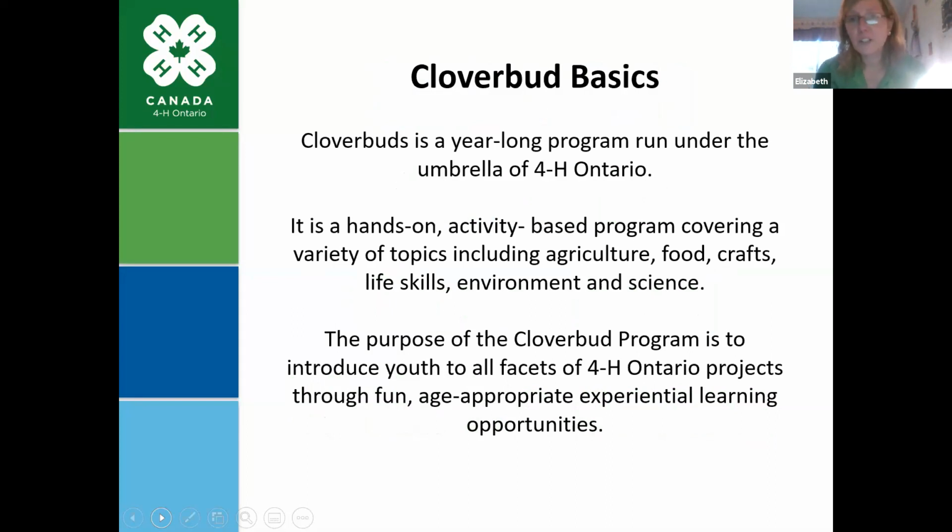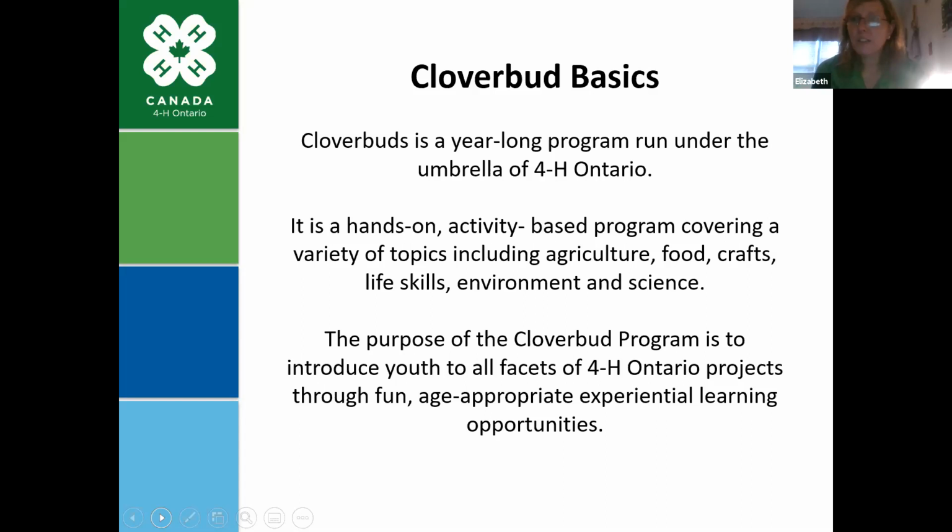So it is a year-long program, and it's run under the umbrella of 4-H Ontario. And it's very much a hands-on activity-based program. So it is for our 6 to 8-year-olds as of December 31st of the previous year. And the Cloverbud program focuses on all different aspects of the 4-H program. So from agriculture, food, crafts, life skills, environment, and science. So what Cloverbuds really looks like is almost like an Explore 4-H. So it's a chance for our 6 to 8-year-olds to see all different aspects of 4-H and get a little bit of a taste of what the 4-H program is.